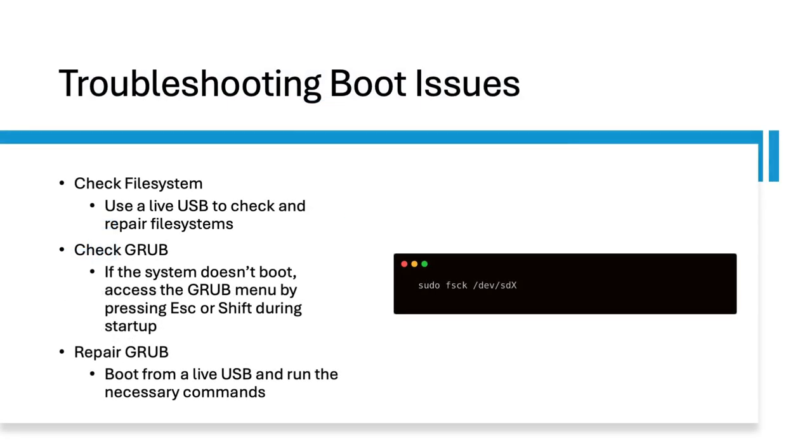To check and repair your file system, use a live USB. If your system doesn't boot, access the grub menu by pressing escape or shift during the startup. To repair grub, boot from a live USB and run the necessary commands.